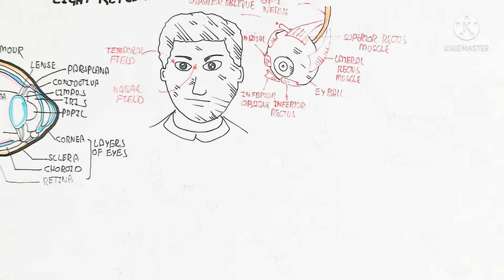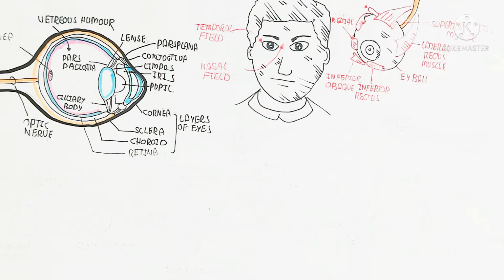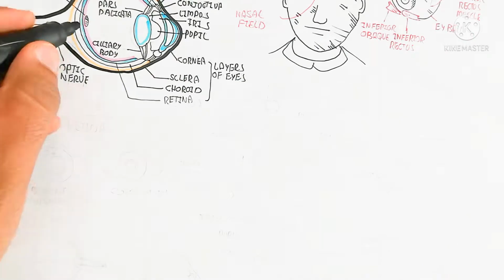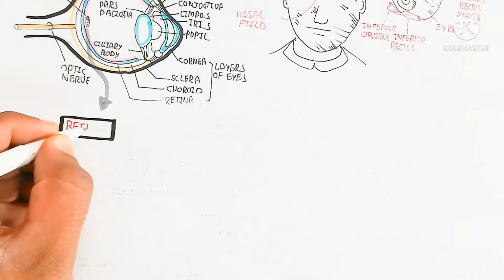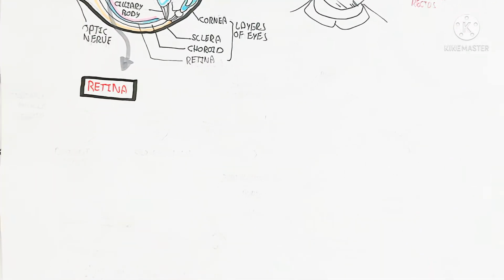So this is basically the mechanism of the muscles attached to the eye for movement, but on the inner side the lens is moved by the ciliary body, the ciliary muscle. So here you can see this is the retina. So let's begin to understand light absorption.